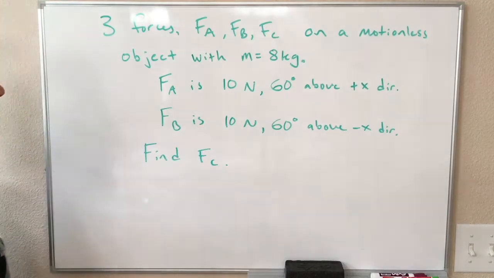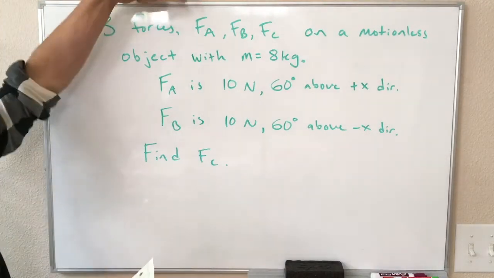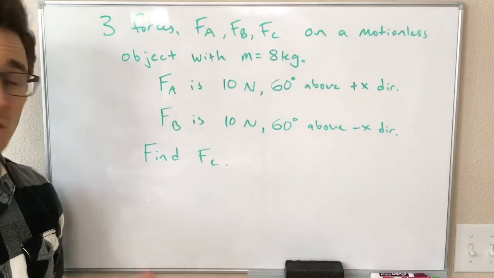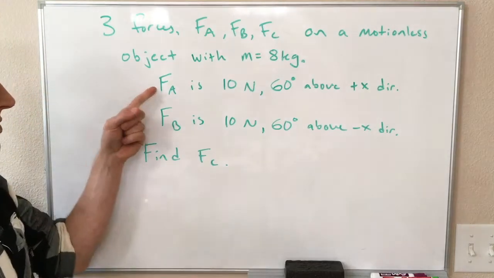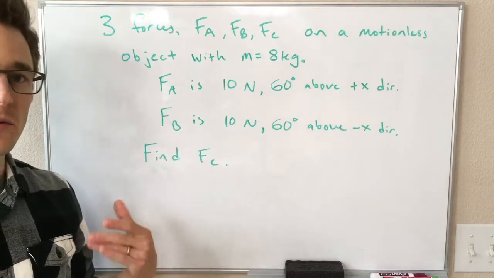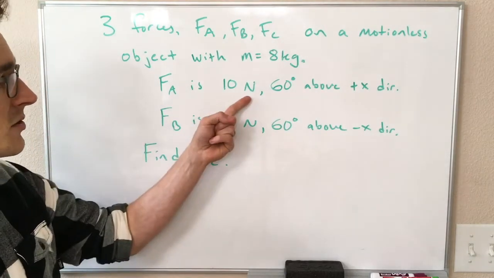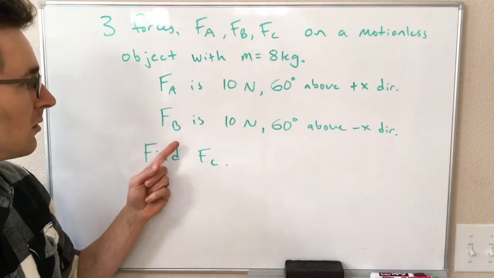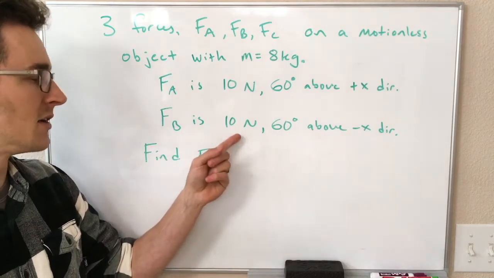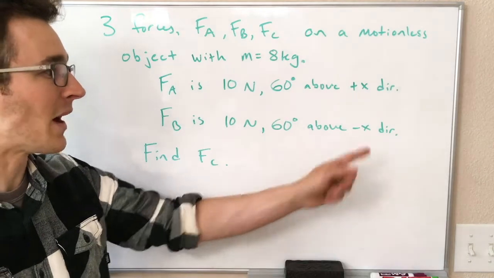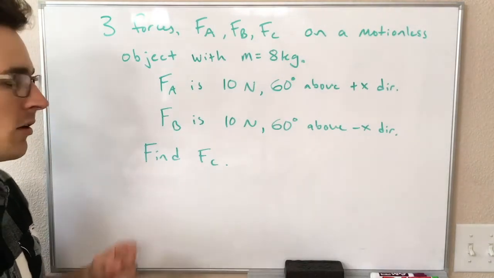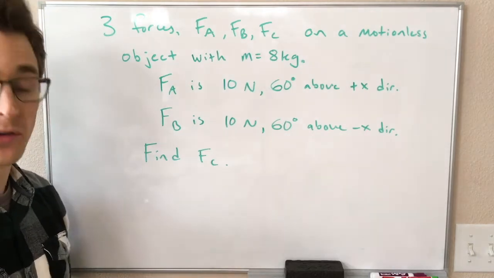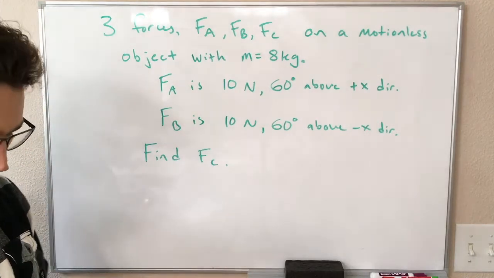The problem is this. We have three forces, force A, force B, and force C, on a motionless object with a mass of 8 kilograms. Force A is equal to, these are given as magnitudes and directions, 10 newtons at an angle of 60 degrees above the plus x direction. Force B is also 10 newtons of force, 60 degrees above the minus x direction. And our objective here is to find FC, the third of those forces.